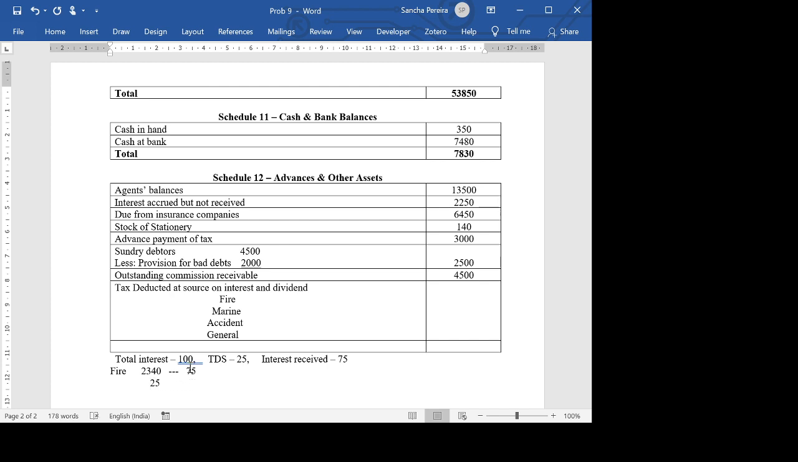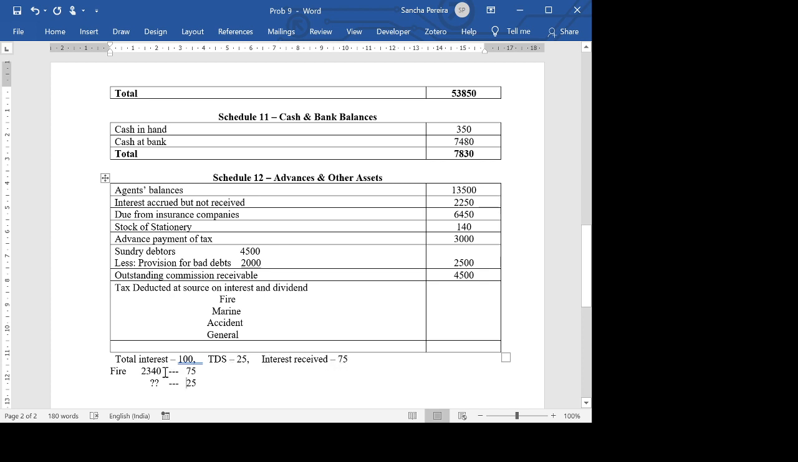Again, I'm explaining this calculation. Why have I done this? Because they have told us 2340 is what has been received, but I need to know how to calculate that TDS percentage, which is 25%. I can't say 25% of 2340. No, that would be wrong, because this 2340 that I have received is after deducting that 25%. So I need to know what is that 100%. So I've taken total interest as 100. Out of 100, TDS is 25, and interest that is actually received is 75.